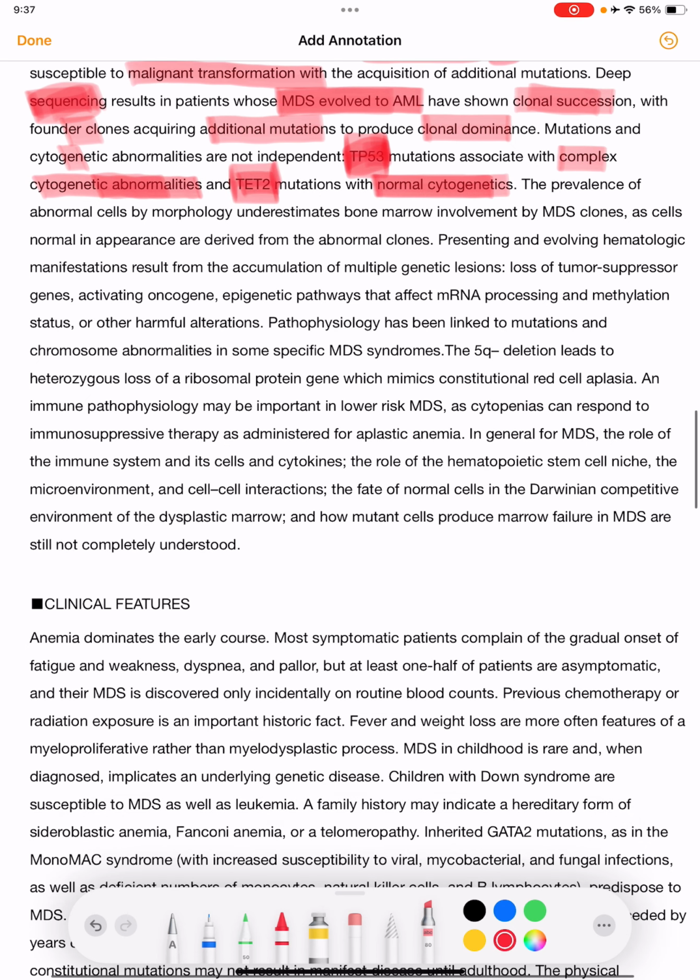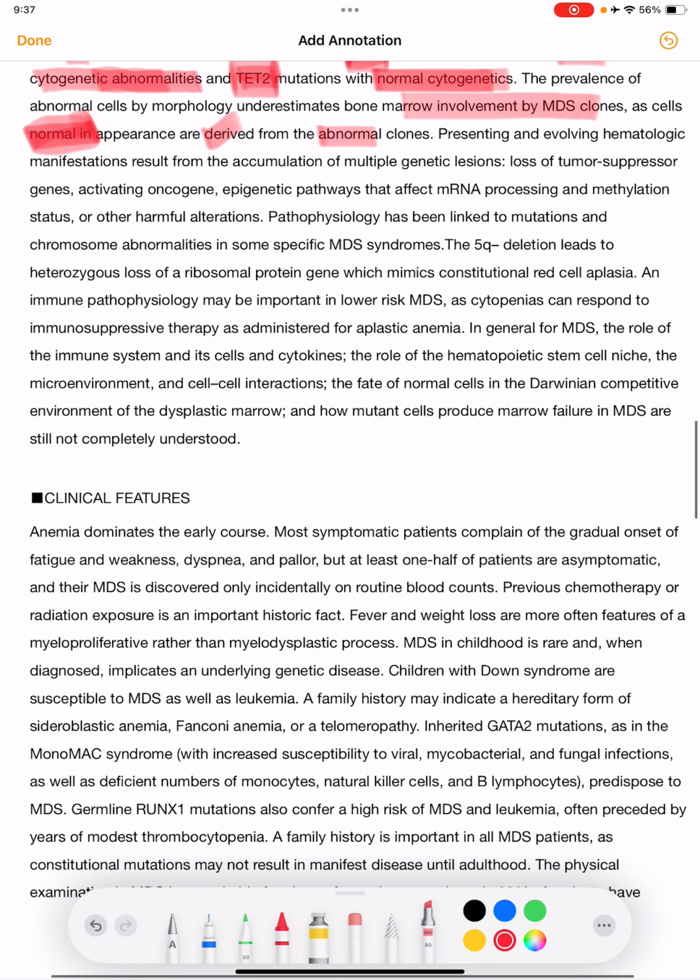The prevalence of abnormal cells by morphology underestimates bone marrow involvement by MDS clones, as cells normal in appearance are derived from the abnormal clones. So those cells are normal in appearance, but they are derived from the abnormal clones.